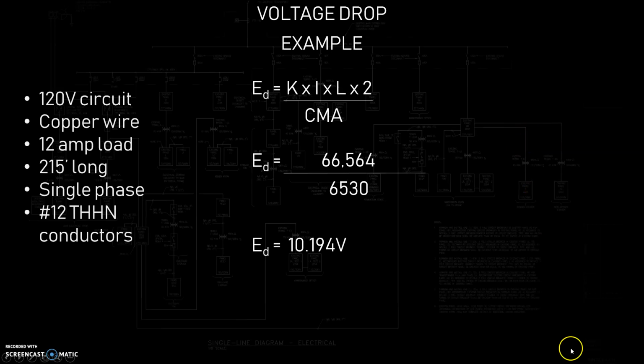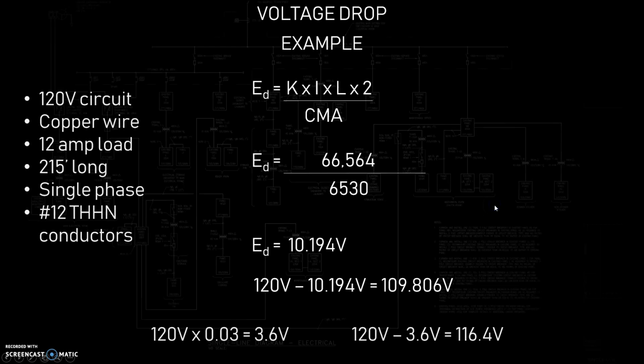So in that circuit, we're going to drop 10.194 volts. So in other words, we are only going to have 109.806 volts at our source. If we go back and reference, I said if we're keeping the 3%, I don't want to go below that. So we would have an issue with this. We would have to upsize this wire in order to alleviate voltage drop. So anyway, we've just determined we're going to drop 10.194 volts, or the load is going to see 109.806 volts.